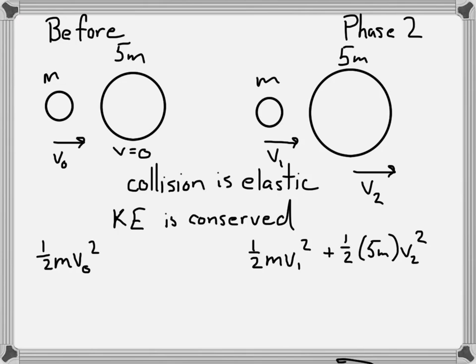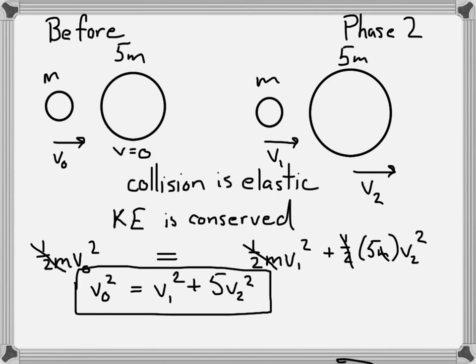And since kinetic energy is conserved, I can set these two values equal to one another. So I'll just put an equal sign right there. I notice right away that each of my terms on both sides of the equation has a 1/2 m in common, so I'm going to go ahead and divide that out immediately. And what I'm left with is v naught squared equals v1 squared plus 5v2 squared. So that's the second equation that's going to go into my system of equations here.